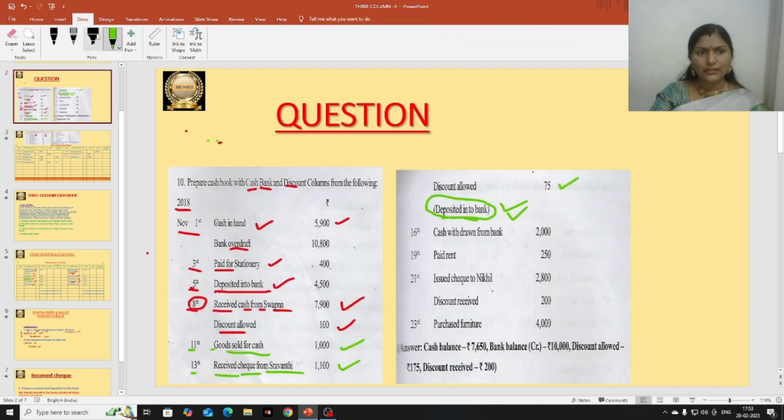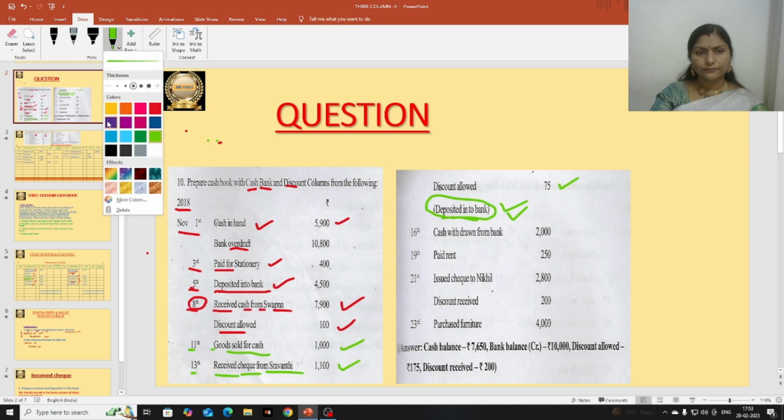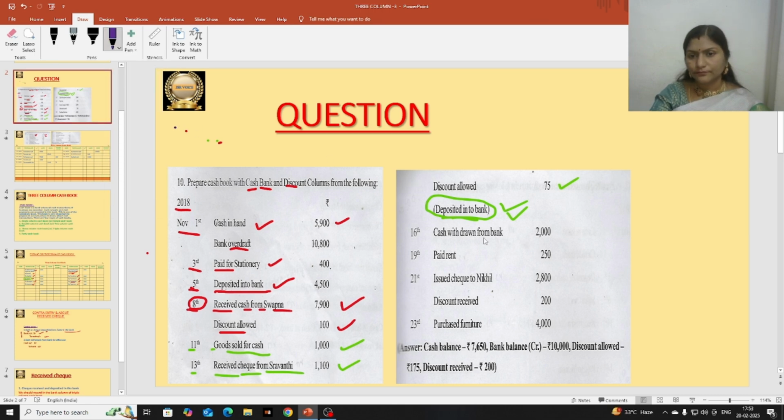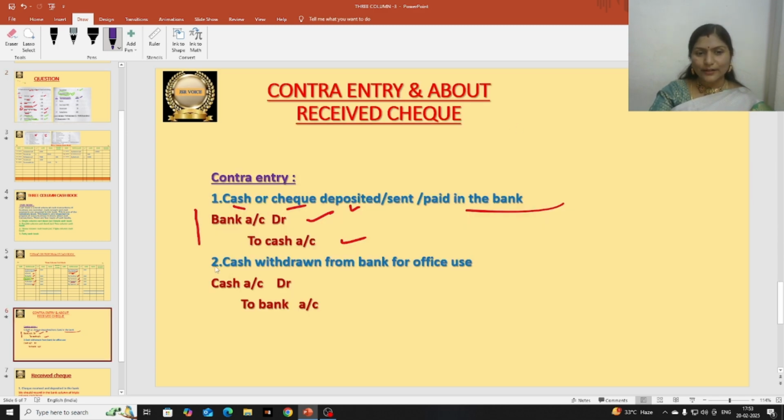Next transaction is 16th date, cash withdrawn from bank 2000 rupees. Cash withdrawn from bank. Again business is dealing with a bank. Okay, but it is not deposits, it is withdrawing cash from the bank. It is contra entry. Okay, so I already explained. You see, second contra entry. Cash withdrawn from bank. Sometimes they mention only till here. Even that is contra entry, and if they use for office use also, contra entry only. Okay, so this is our contra entry.